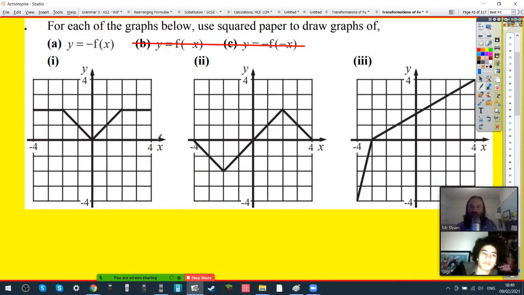Okay, how would the first one change? It would be reflected on the x-axis. So yeah, let's just do that. And then that one stays the same. I think it'll look like that. I think that's all right.